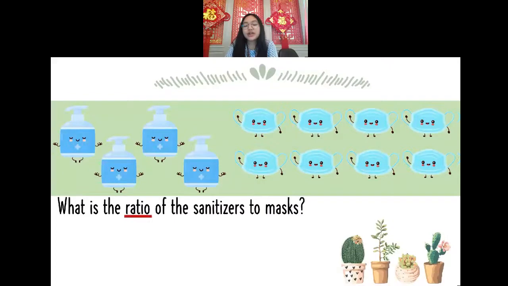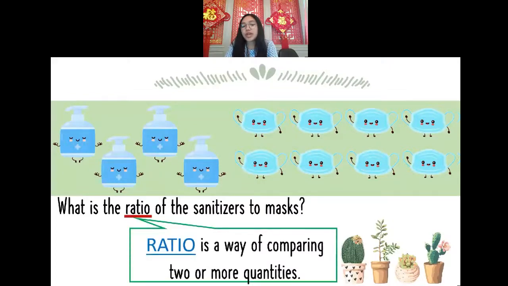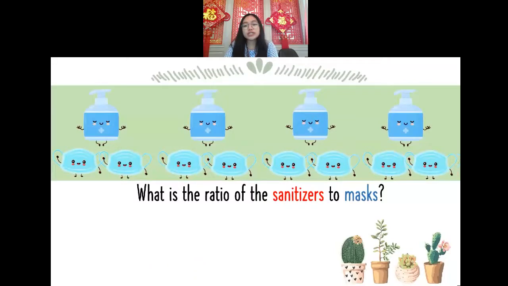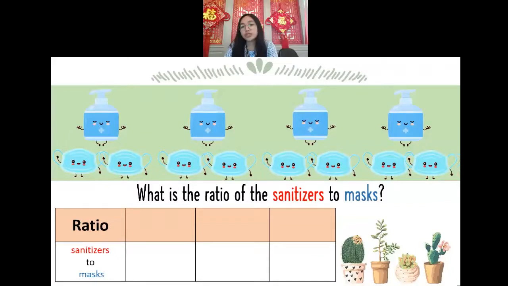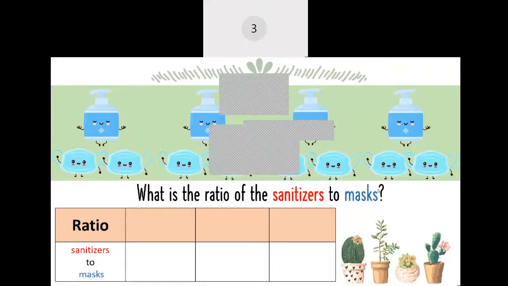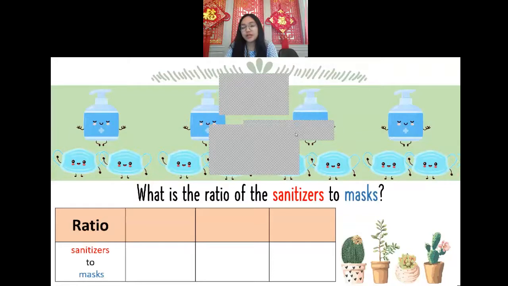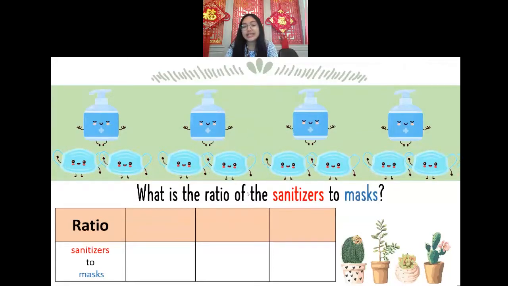Okay, now first let's define what is ratio. Ratio is a way of comparing two or more quantities. So we are talking here about comparing one item and another item. So there are two quantities, that is the meaning of quantities, or you could also have more. So what is the ratio of the sanitizers to masks? You will see here, sanitizers to masks. Now please remember the first word or the first item that is being mentioned. The first word mentioned there is sanitizer and then mask.